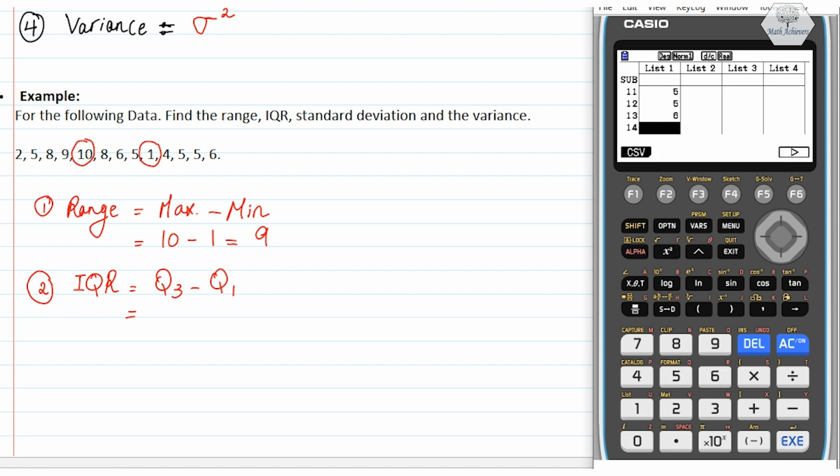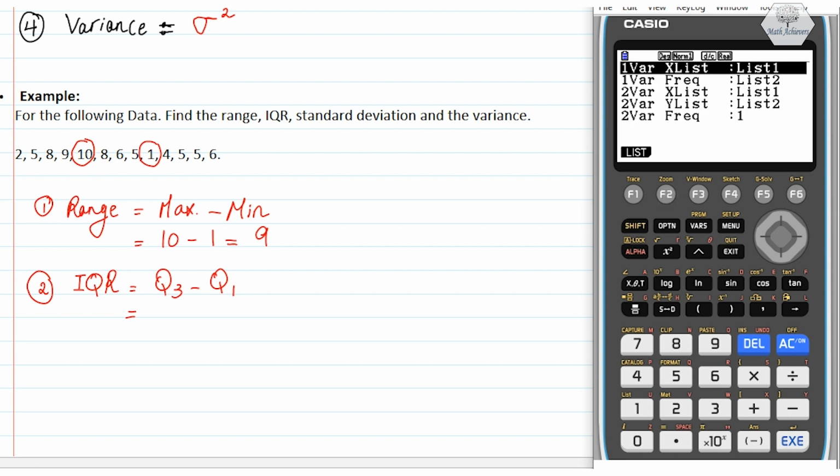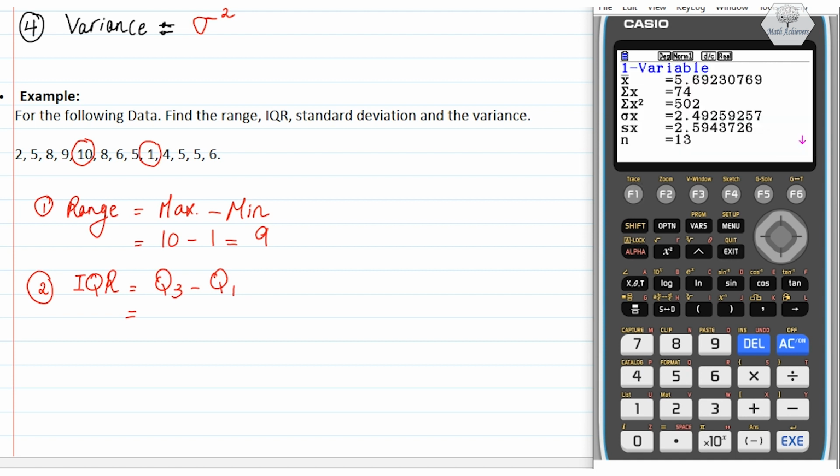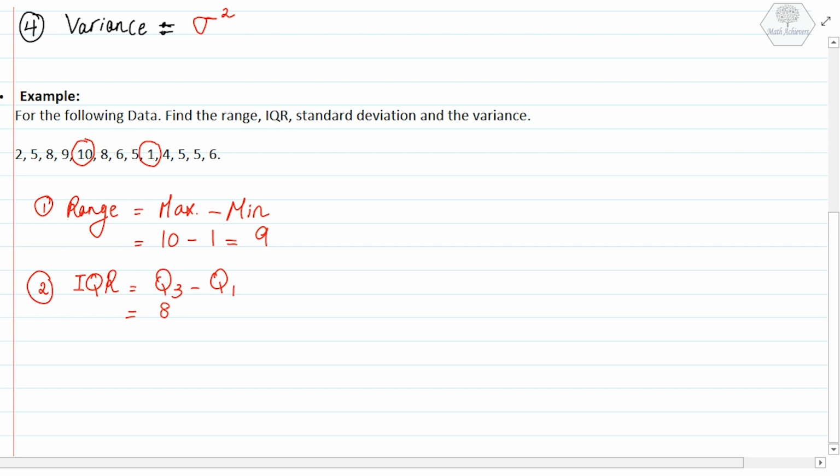And then I go to calc. I make sure that I'm not adding the frequency list. There is no frequency list, so it's 1. I go back and I go to 1 var. Here, I can find that Q1 is equal to 4.5 and Q3 is equal to 8. So this is 8 minus 4.5, giving me 3.5. This is the interquartile range.